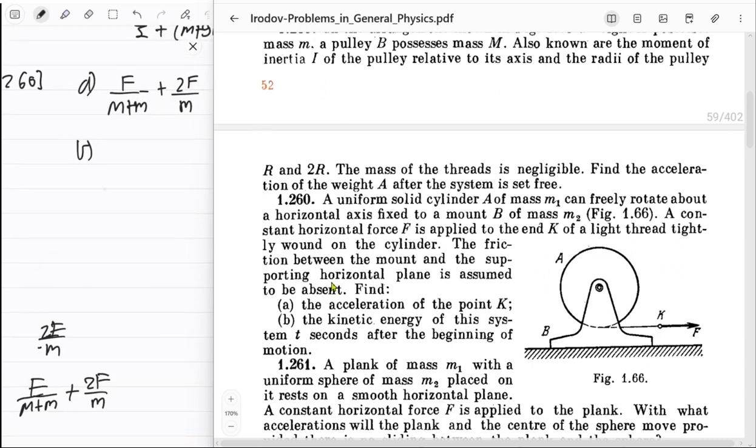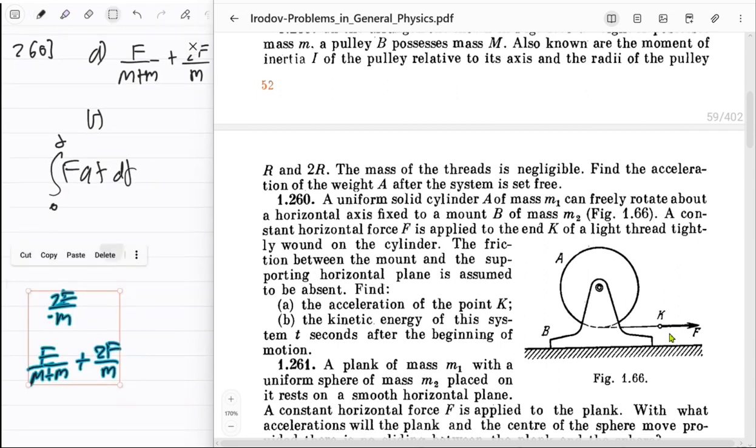Call this a for now. So a times t is the velocity. Then the velocity times the force, so this times F, that's the power being done. Sorry, not the work. And what do you want? The kinetic energy t seconds after the beginning. So just integrate this from 0 to t, we also need a dt. So integrate this thing, get the thing done.